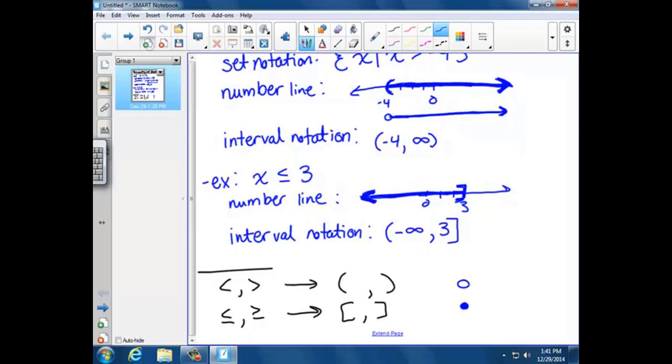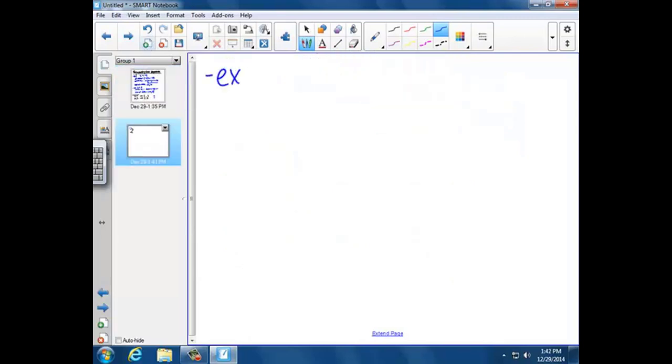Okay, let's do one more. Here I'm going to have what's called a compound inequality. I'm going to have two parts to this: -8 is less than x is less than or equal to -1. So now I'm saying any x between -8 and -1, and I'm not including -8, I am including -1.